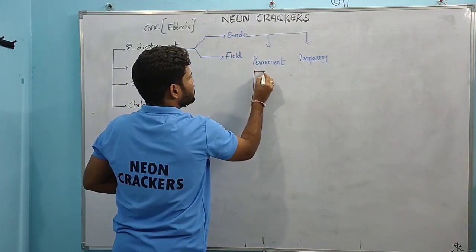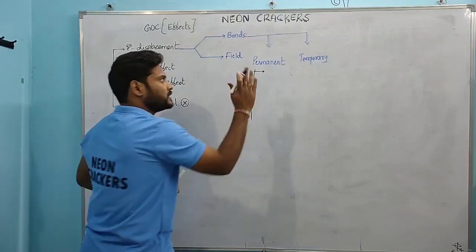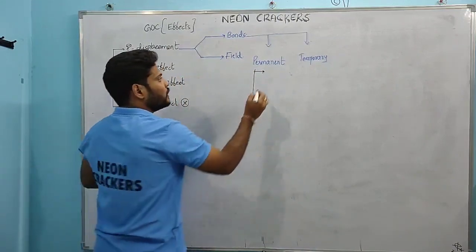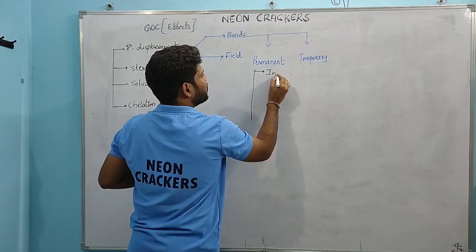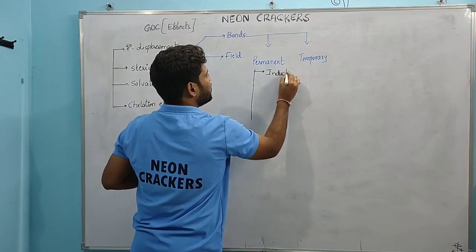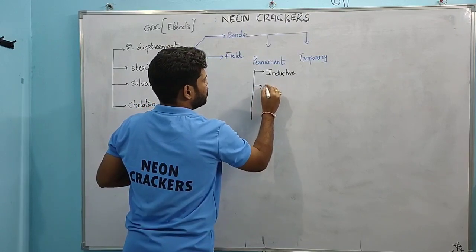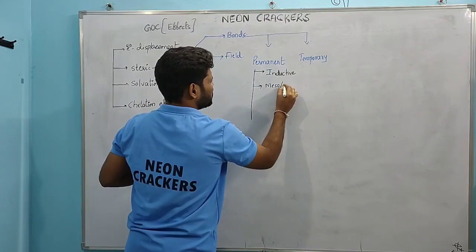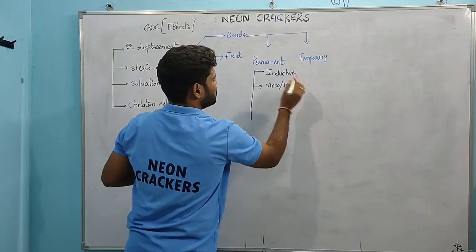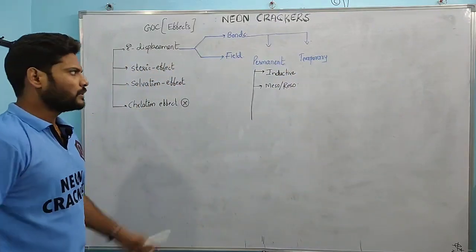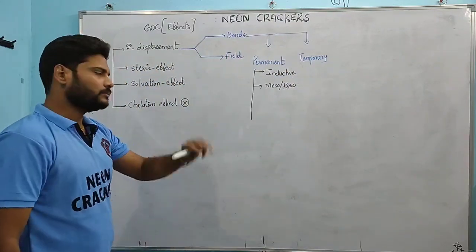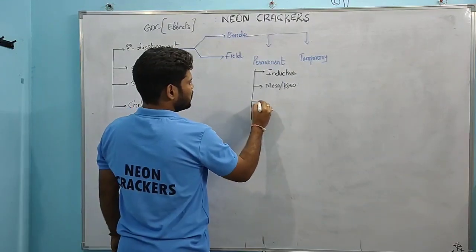Now in the permanent effect, what kind of effects are there? All the possible ones we know are present here. The first one is the inductive effect. The second one is the mesomeric effect, or of course resonance. What is the difference between meso and reso? That we will see later, one by one. The third one is what here?